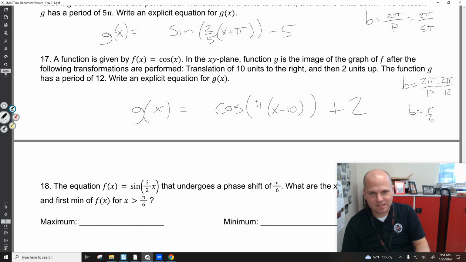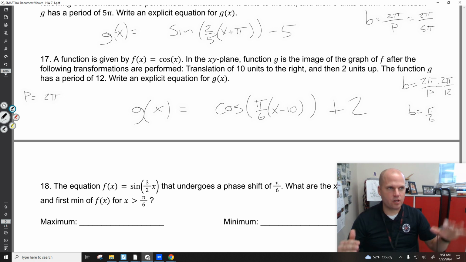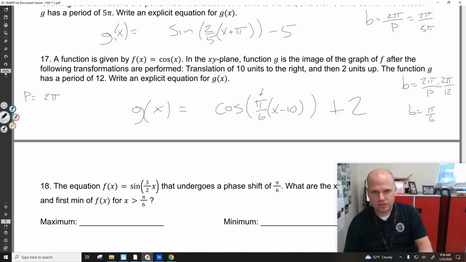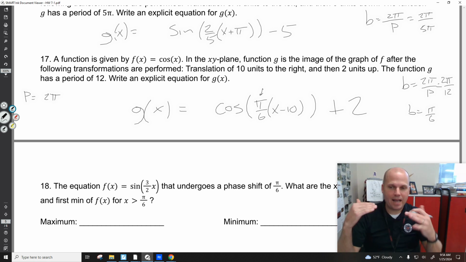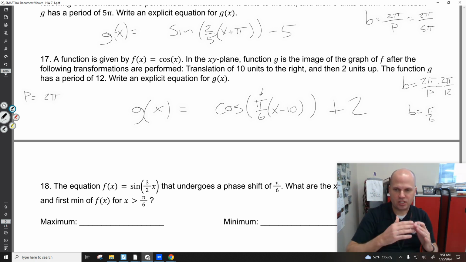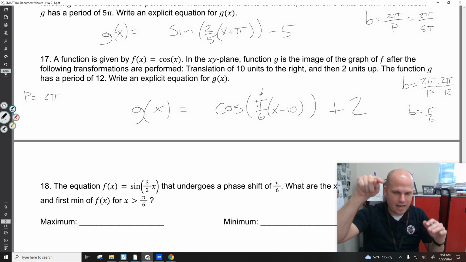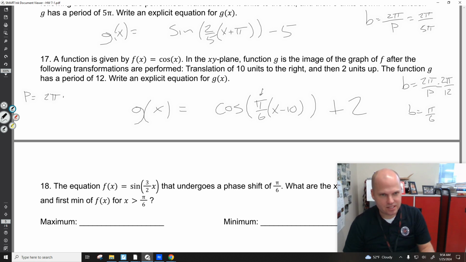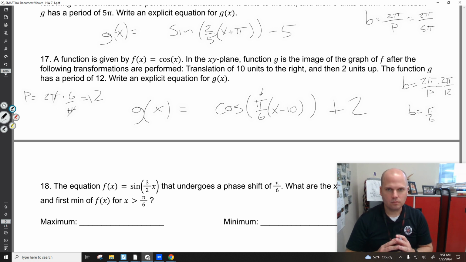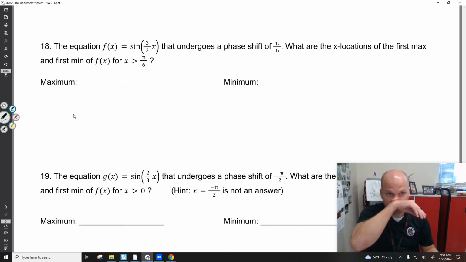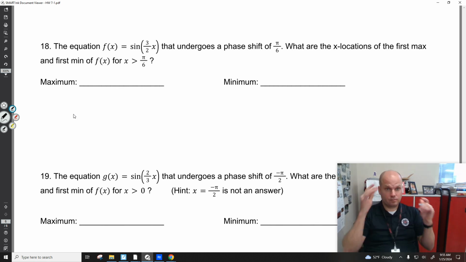Now, let's make sure that makes sense. My period for a normal sine or cosine graph is 2 pi. My horizontal dilation is by a factor of pi over 6, right? My horizontal dilation is taking your x's, not multiplying by pi over 6, but take your x's and divide them by pi over 6, reciprocal them. Well, does that make sense? Pi's, 2 times 6, 12. It works, okay? No amplitude. Okay?